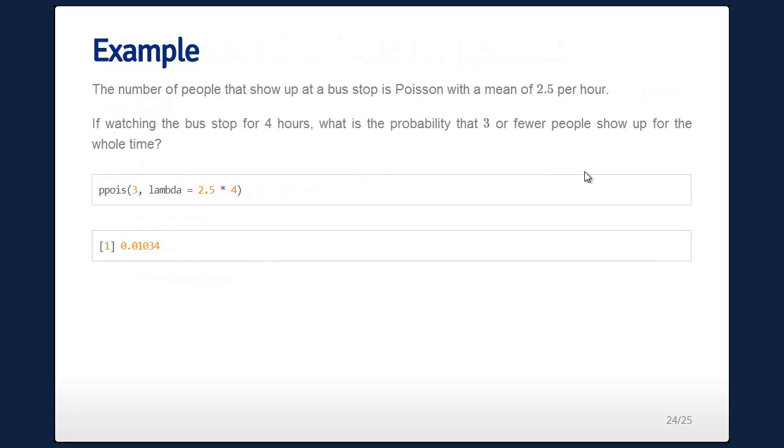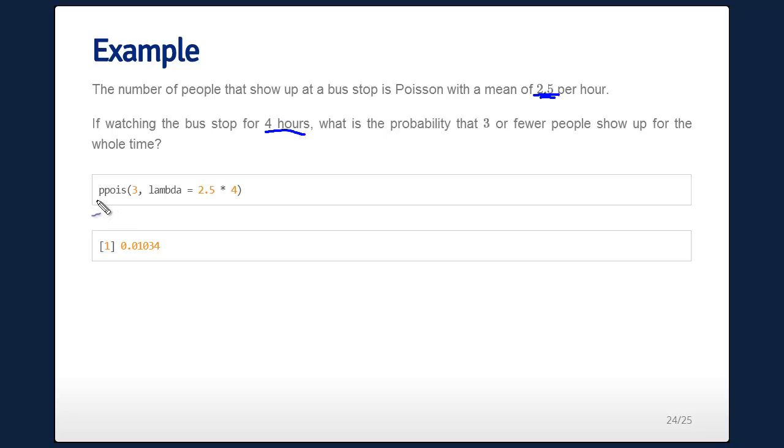Let's do it. So imagine the number of people that show up at a bus stop is Poisson with a mean of 2.5 per hour, and you're watching the bus stop for, oh, I'm sorry, this is not an example of a Poisson approximation of the binomial. This is just a regular Poisson. So the number of people that show up at a bus stop is Poisson with a mean of 2.5 people per hour. We watch the bus stop for 4 hours. What's the probability that three or fewer people show up the whole time?